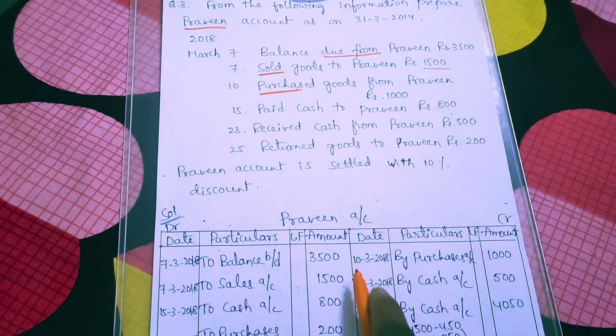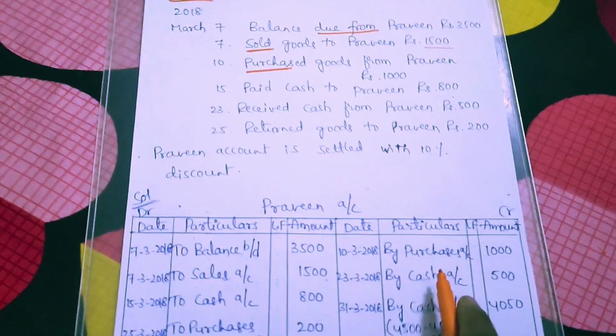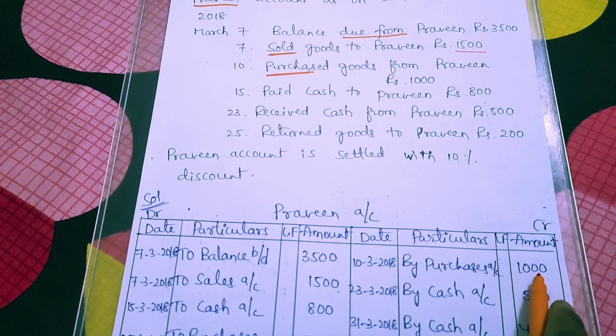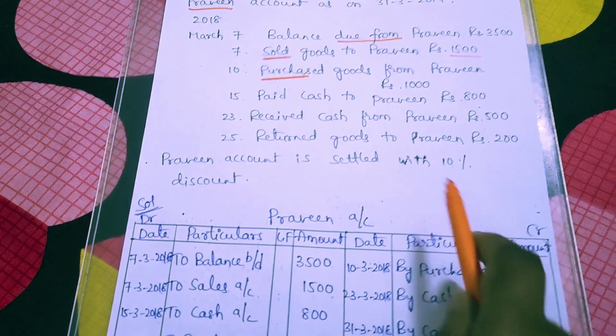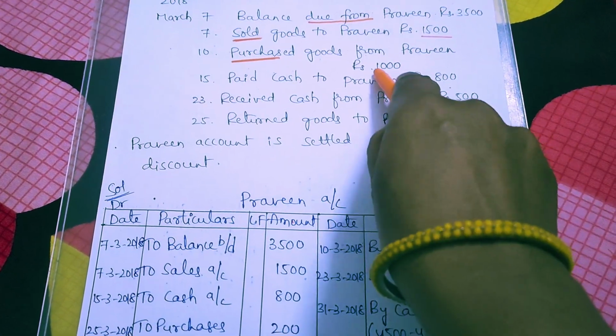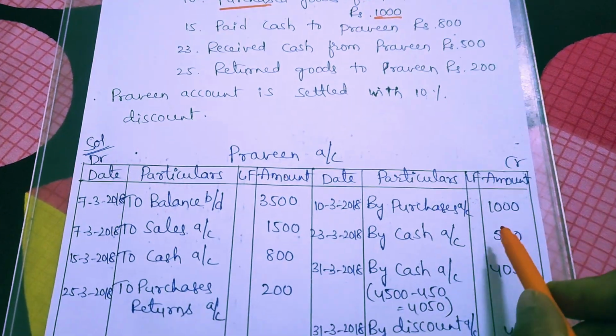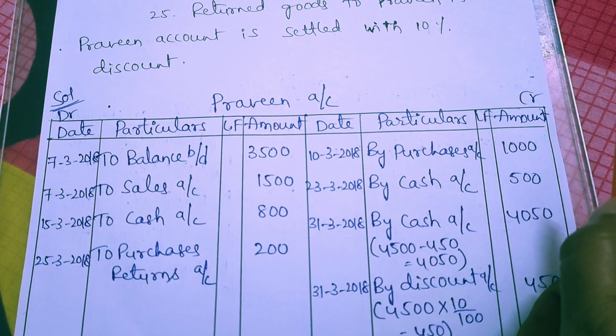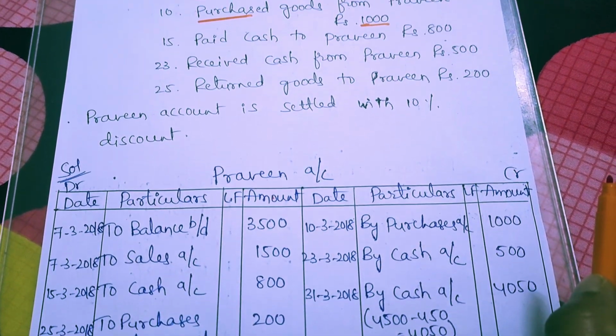10th date, by purchases account 1000 rupees. Okay. 1000. And let us discuss the next question.